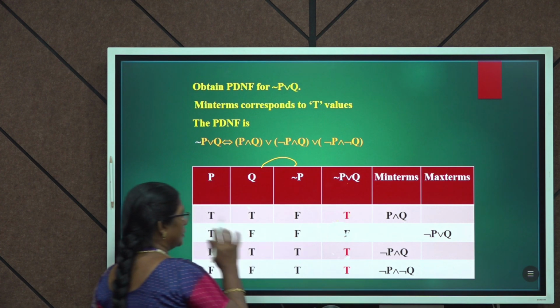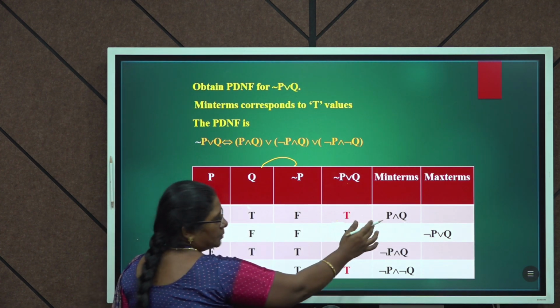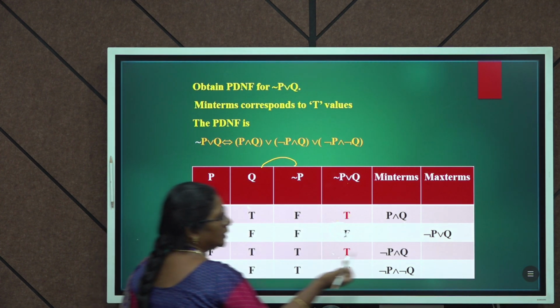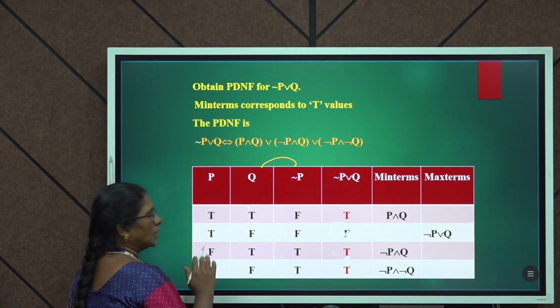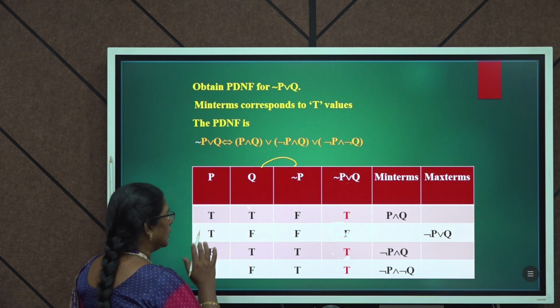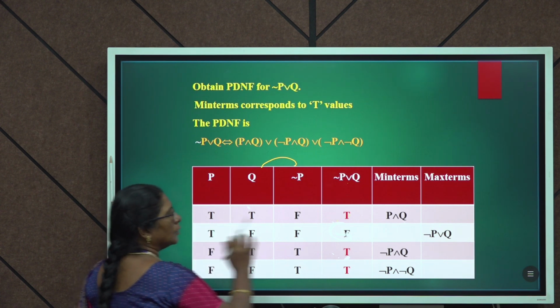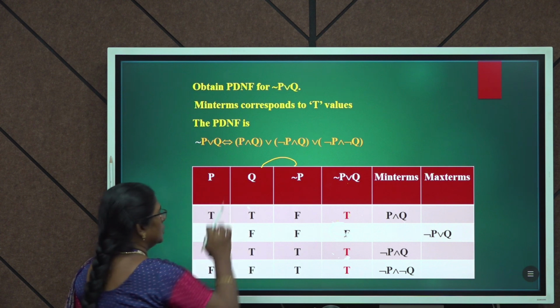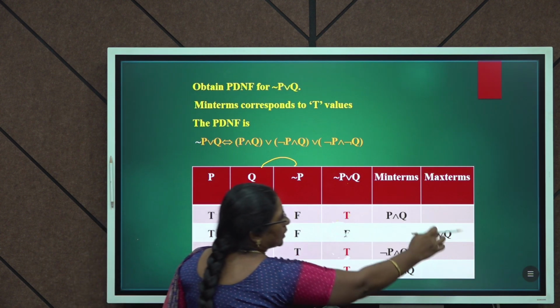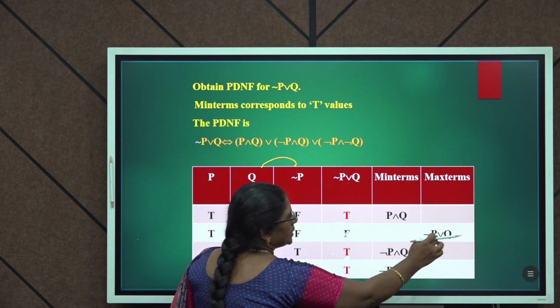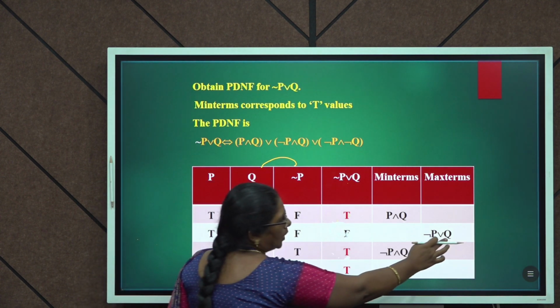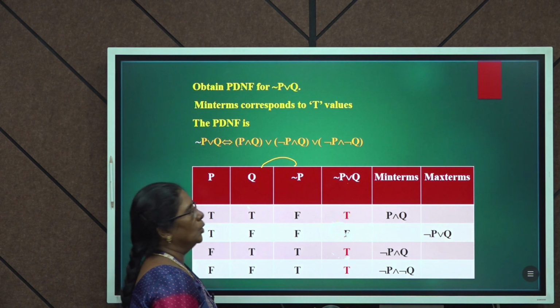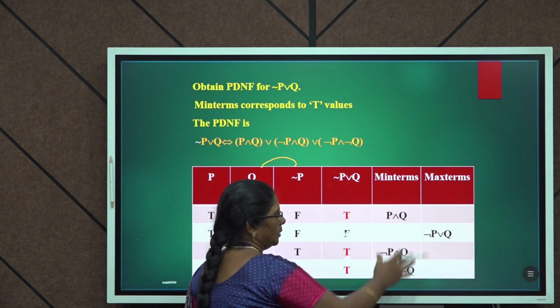While writing min terms, if it is true, we have to write the same statement. If it is false, we have to write the negation of the statement. But while writing max terms, if it is true, you have to write the negation of the statement. Here you can notice that it is true, but you have to write the negation of the statement P. So negation P, then max terms are connected by cup. So negation P cup, here the truth value of Q is false. So you have to write it as it is. So negation P cup Q. So this is the max term and these are all the min terms.